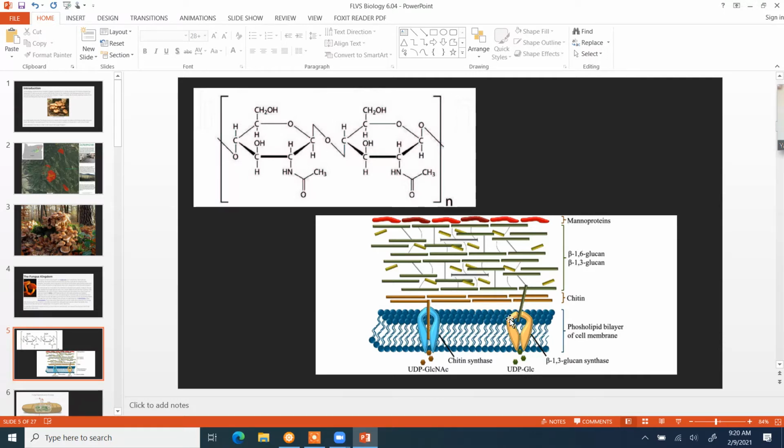So chitin is this thing located right over here. At the bottom, this right here is the cell membrane, just like a bacteria has a cell membrane or an animal cell has a cell membrane. But the rest of this stuff on top of it is the cell wall. So you can see chitin is right here in the middle. This is unique to fungi. Some other organisms use chitin for other things, but in terms of the cell wall, this is not found in plants. This is unique to fungi.